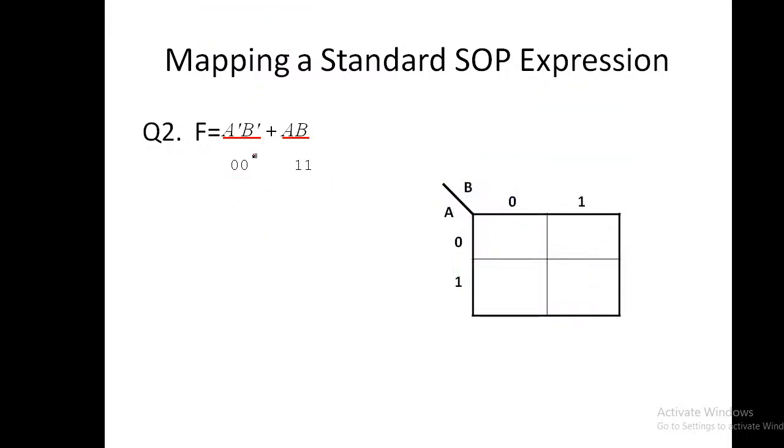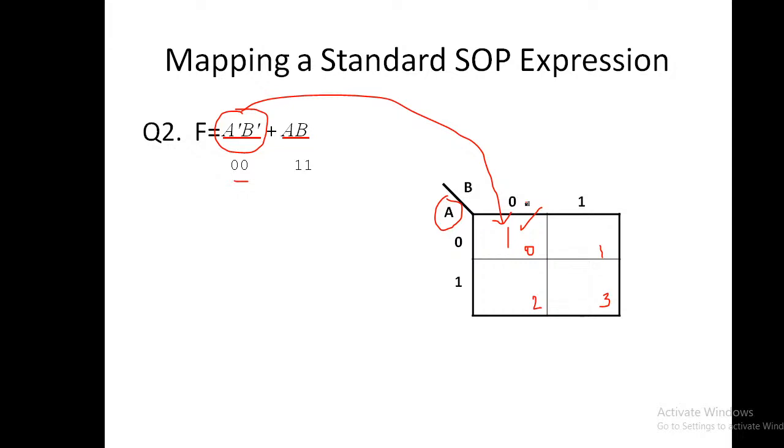Now for this case it is 0 0, so this is 0, this is 1, this is 2, and this is 3, because I have written A here, so I write the row first, then the column. A bar B bar means 0 0, so M0 will be there, and you can directly put a 1 here, because this term leads to 1. Each min term you put a 1 here.